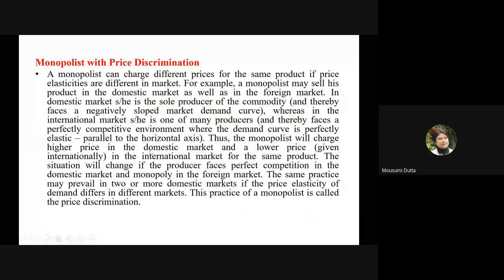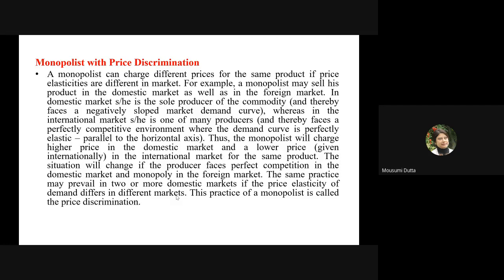Okay, so first there is an introduction to discriminating monopolies. You know what is meant by price discrimination. A monopolist can charge different prices for the same product if price elasticities are different in different markets. For example, a monopolist may sell his product in the domestic market as well as the foreign market. In the domestic market, he is the sole producer of the commodity and thereby faces a negatively sloped market demand curve.